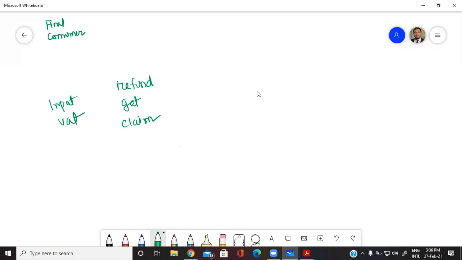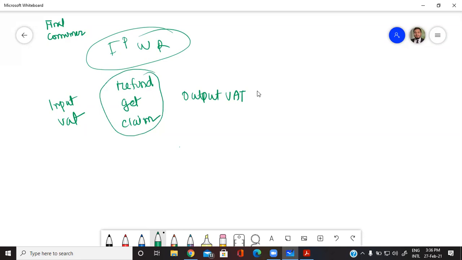Producer, wholesaler, retailer, when they are selling their output, they are collecting output VAT. And it has been possible for them, producer, wholesaler, retailer, importer, to get the refund, rebate, get the claim of the input VAT from the output VAT? Has it been possible? Yes, sir. It has been possible. Okay.